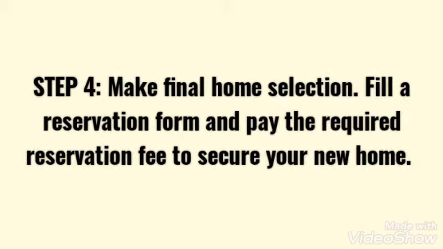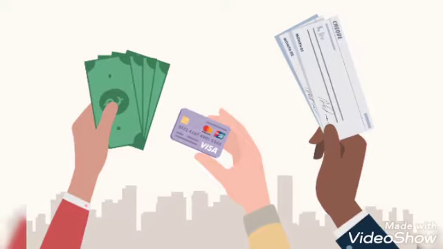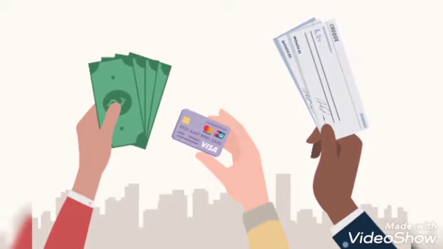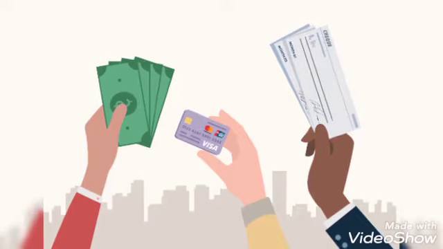Step 4. Once you've determined how much you will be allowed to borrow, make your final home selection. This can be done by filling a reservation form and paying a reservation fee to secure your new home. The reservation fee for most developers is between $3,000 to $5,000 and is non-refundable if you should change your mind.